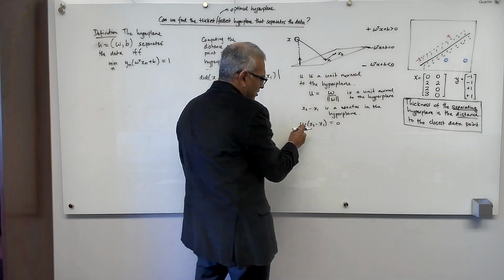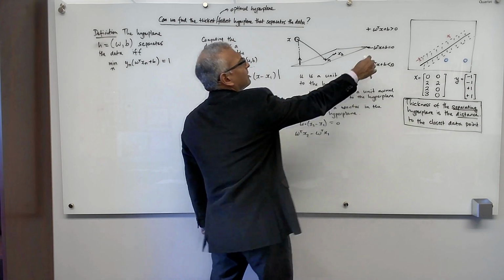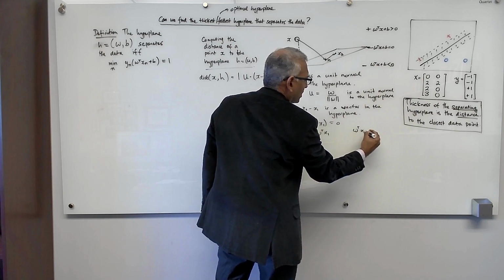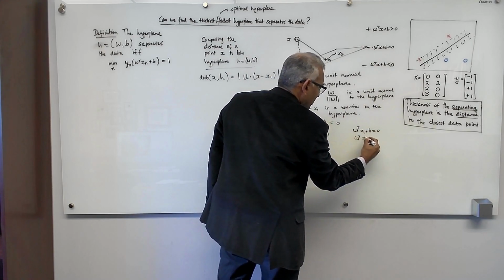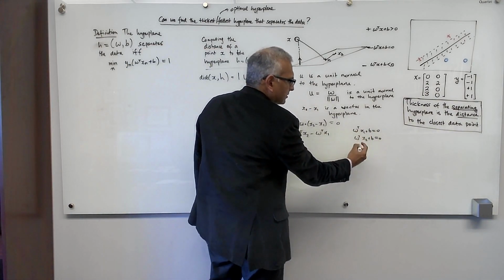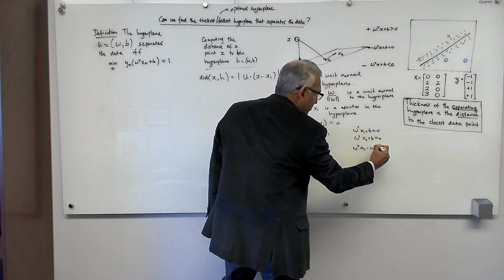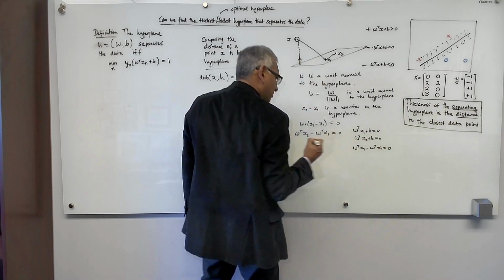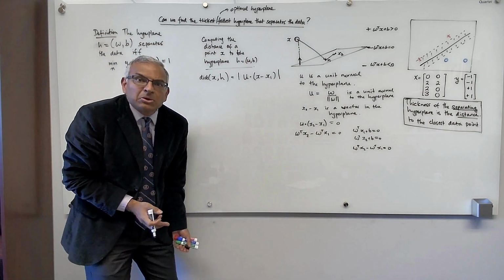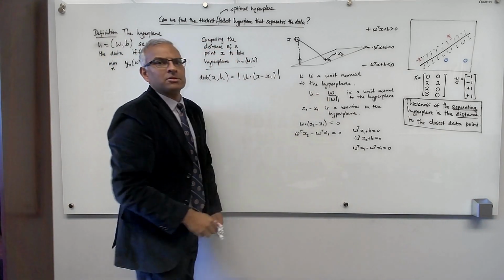So here's the proof. This is W transpose x2 minus W transpose x1. But what do we know about the hyperplane? If these 2 points are on the hyperplane, W transpose x1 plus B equals 0, and W transpose x2 plus B equals 0, because they're on the hyperplane. So subtract: this minus that, the B's cancel. W transpose x2 minus W transpose x1 equals 0. So W dotted into any vector that's on the hyperplane is 0. So W is normal to the hyperplane. That means U, which is W over the norm of W, is a unit normal.